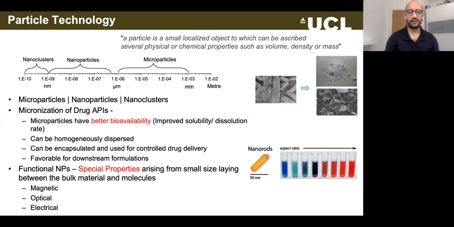And when the particles are micronized, they can be homogeneously dispersed and encapsulated to be used for controlled drug delivery. In this picture, we see the bulk particles, which are quite non-uniform and very big. When we micronize them, we get this micronized powder. If the drug tablets we get from the stores are made of these micronized particles, they will be easily soluble inside our body.